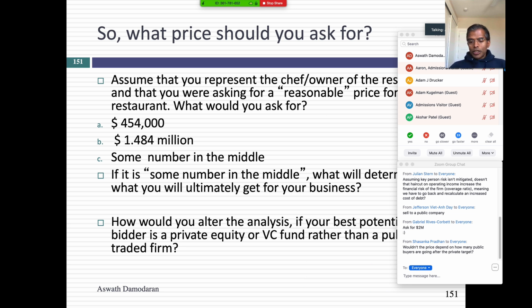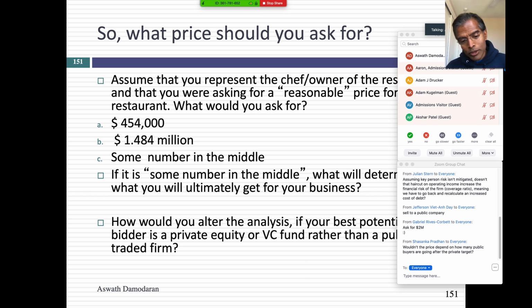Now, Shashanka says, wouldn't it depend on how many public buyers? That's absolutely true. If you can get two public buyers, you're off to the races because you play them off against each other and you'll end up at 1.484 million. And if you get a private equity or a VC guy in the middle, it might allow for a transition where you can get more than one buyer. So I think those are all factors at play, but here's what I would do.